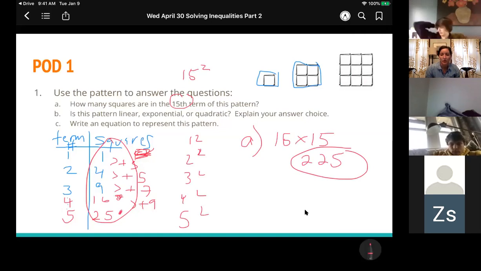Okay, so Henry, do you think this pattern is linear, exponential, or quadratic? Quadratic. Oh, yes, sir. How'd you know?